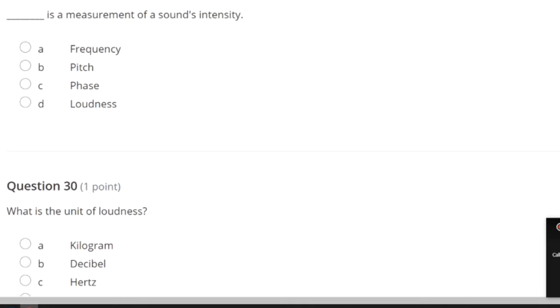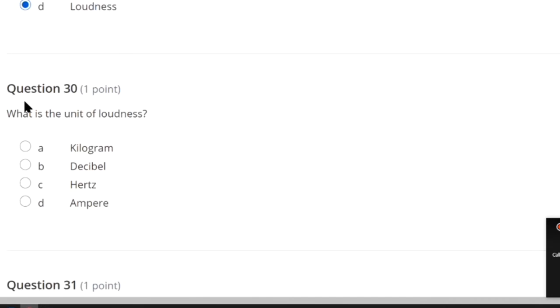Question 29. Blank is a measurement of a sound's intensity. A. Frequency. B. Pitch. C. Phase. Or D. Loudness. A sound's intensity, or its amplitude, or its volume, that's generally referred to as loudness. And in a pro audio context, you typically deal with loudness via dynamic processors, and especially the limiter.